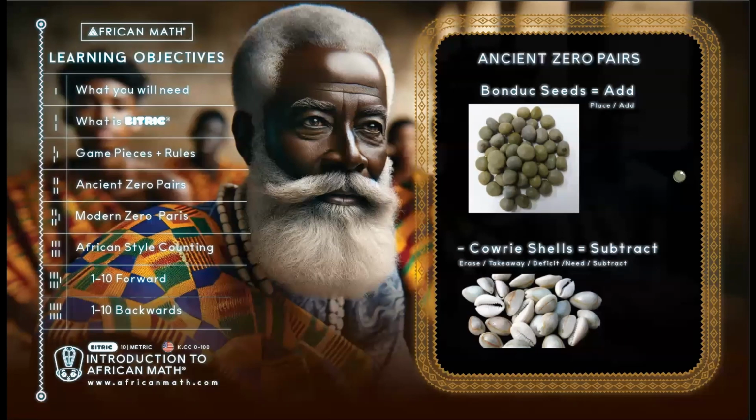Unfortunately, they're not as easy to find here in America and throughout the West. Feel free to shop for them online. You can find them, but they're not as common as other math toys that we're more familiar with. So what we've done is we have a modern representation of the zero pair concept by using counting toys that are related to the snap blocks that I showed you earlier. And that is what we're going to use to play these math games.